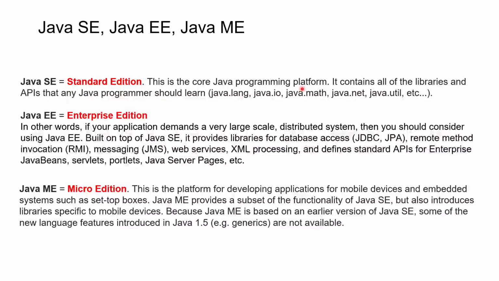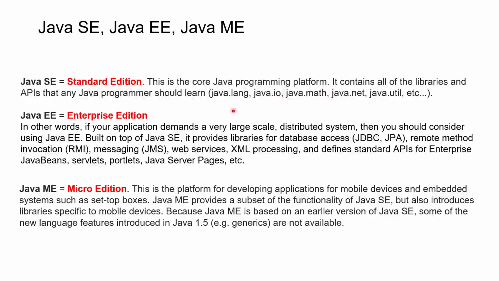Java, or the Java virtual machine, comes in what they call flavors, and there are 3 flavors of Java. There is the Java SE, or the Standard Edition. There is the Java EE, or Enterprise Edition, and the Java ME, or the Micro Edition.